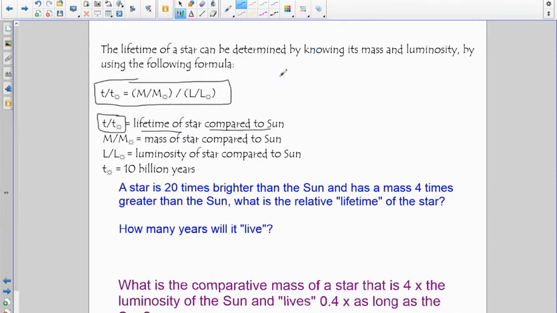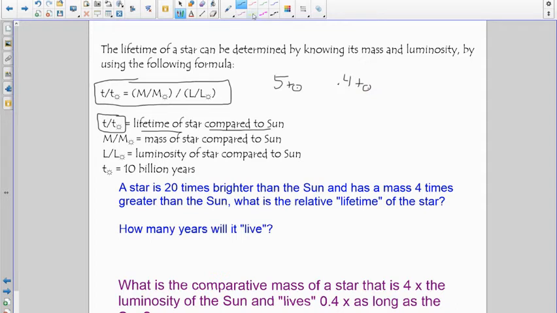So, in other words, if I had something that had 5 T solar, and that's the symbol there for solar, that would just read as it lives 5 times longer than the sun. If I had something that was, say, 0.4 T solar, that would indicate that it lives for about 0.4 times as long as the sun.